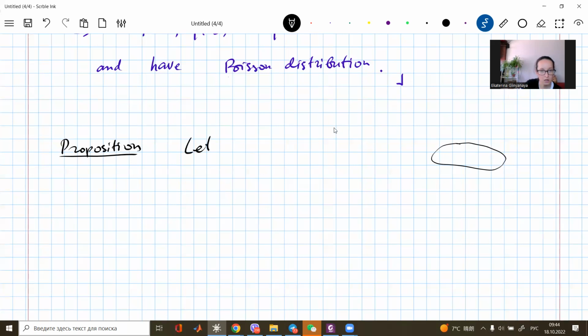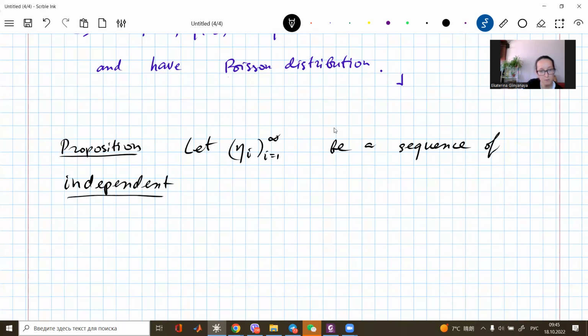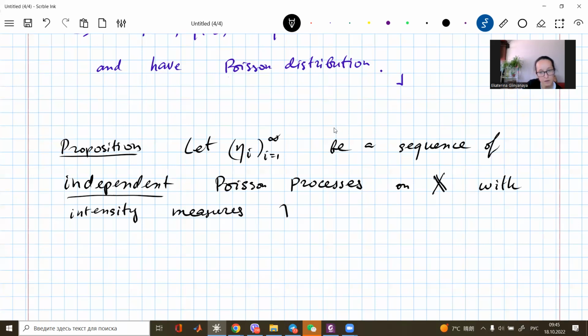So let's write it. Let eta_i, i from 1 to infinity, be a sequence of independent, here this is important, independent Poisson processes on X with intensity measures lambda_i. So each process has its own intensity measure.